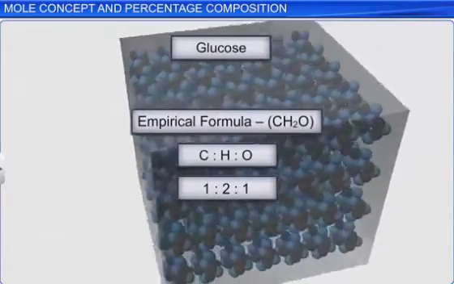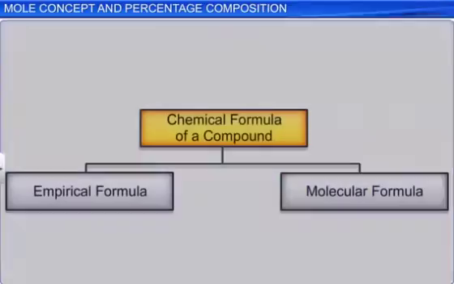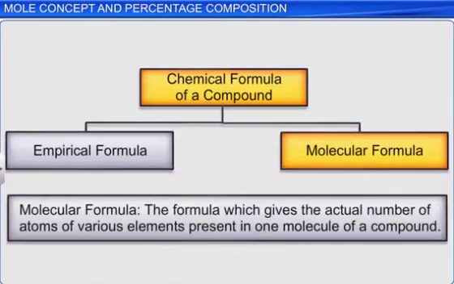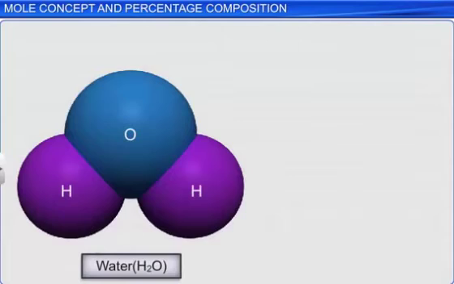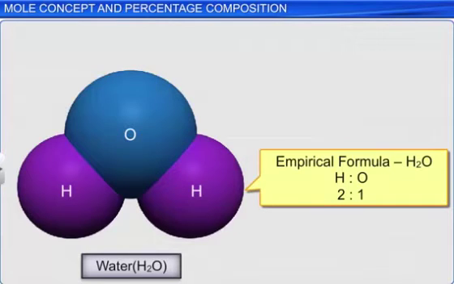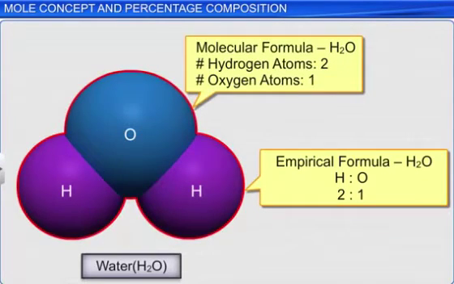Now, let's look at molecular formula. The molecular formula is defined as the formula which gives the actual number of atoms of various elements present in one molecule of a compound. In case of water, the molecular formula is H2O, same as the empirical formula, because one molecule of water contains 2 atoms of hydrogen and 1 atom of oxygen.